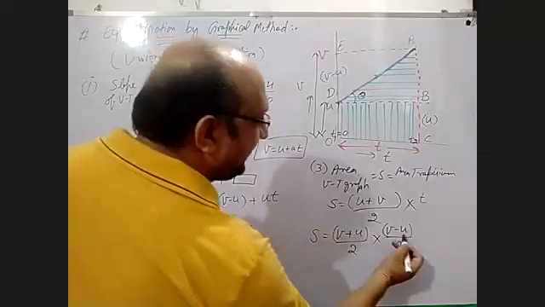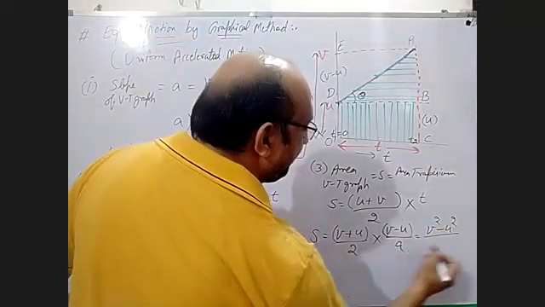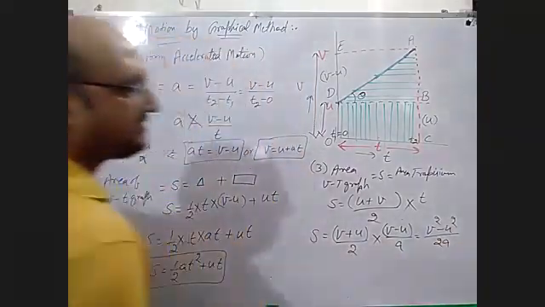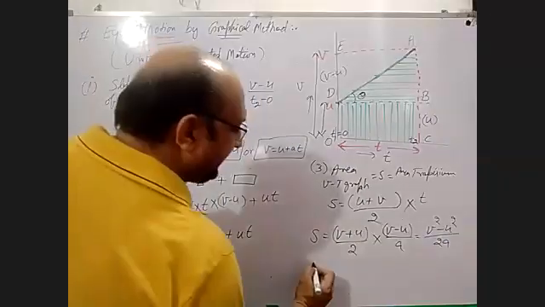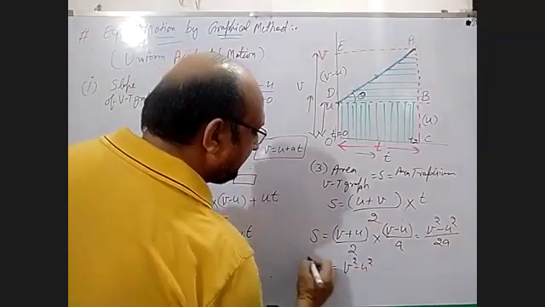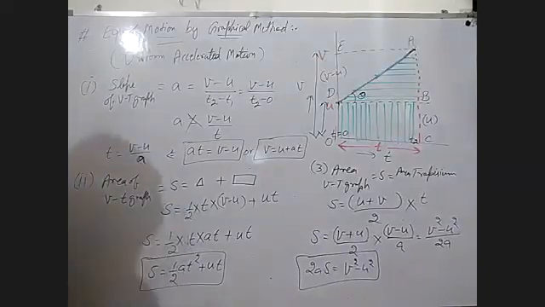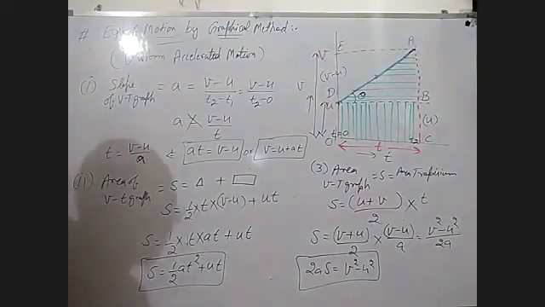Now A plus B into A minus B is A square minus B square, so we get V square minus U square upon 2A. Now cross multiply: 2AS is equal to V square minus U square. This is equation number third. So I hope you can derive all these equations by the graphical method.